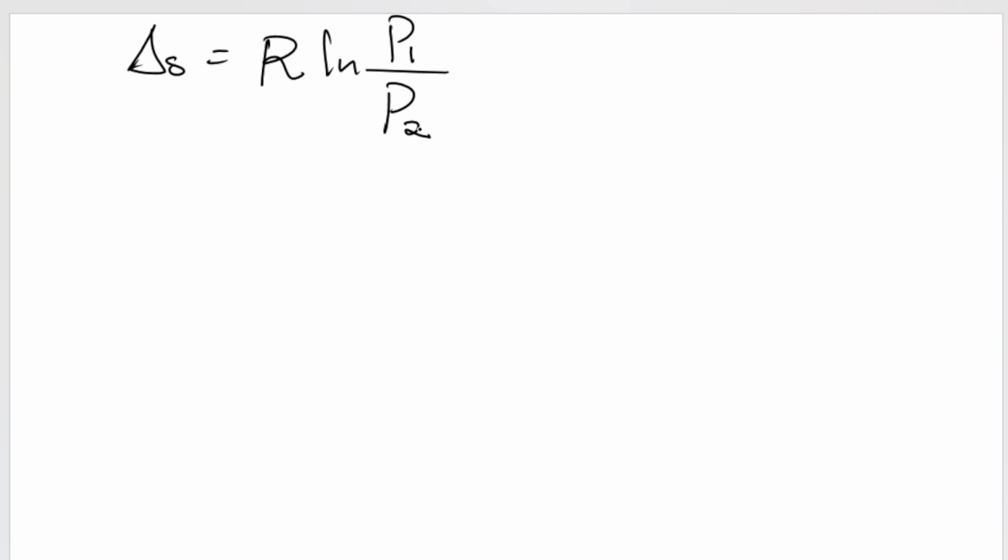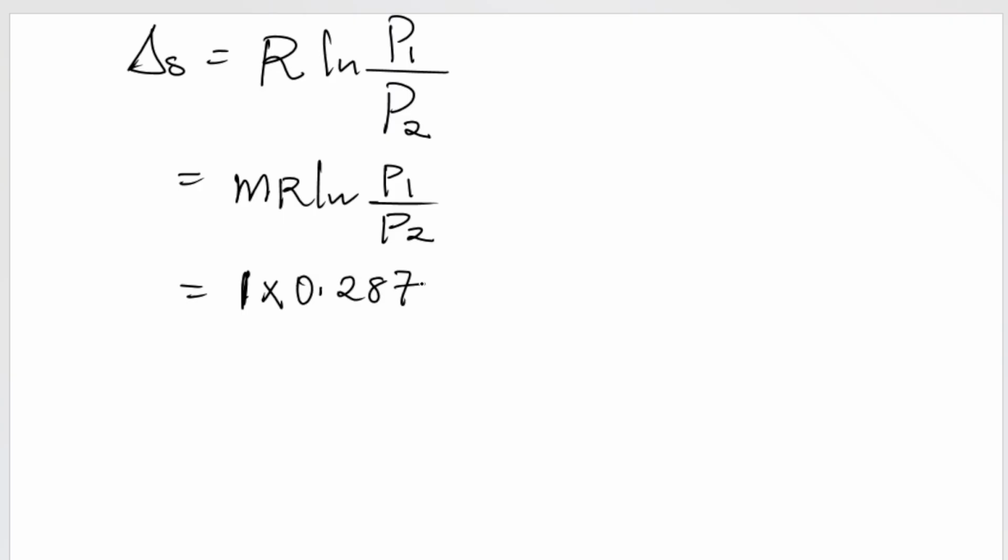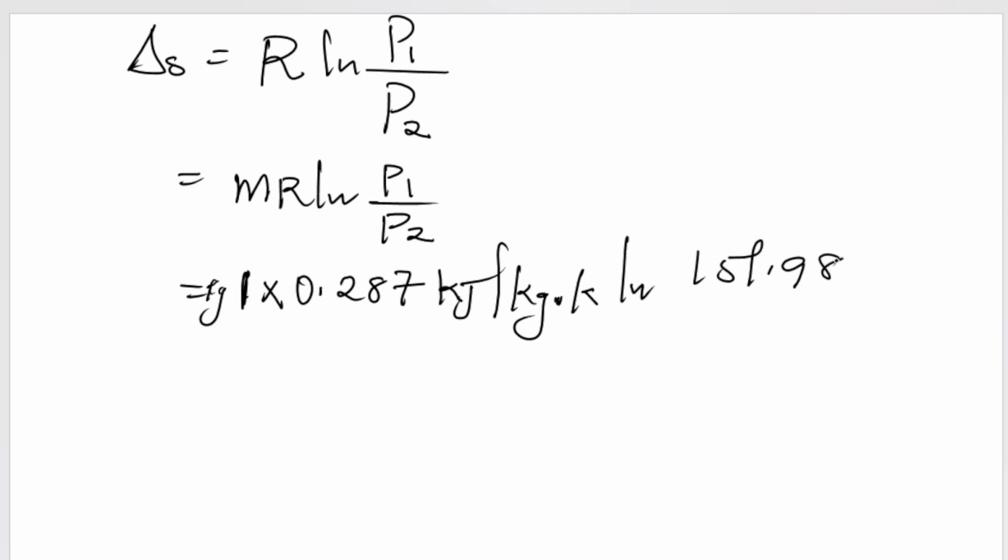Are we together? Now if you do that, remember we have mass. So if we are adding mass to what we have here, we simply have mR ln P1 over P2. And what's your mass? Your mass is given to be 1, multiplied by your R, which is 0.287 kilojoules per kilogram Kelvin. What we have here is kilogram, right? Now this will be ln P1, which is 151.988, divided by your P2.